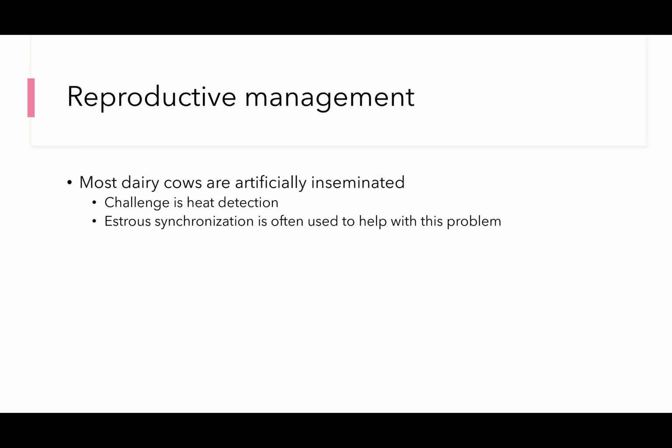Most dairy cows are artificially inseminated because there are challenges with being able to detect heat within these animals, and estrous synchronization can help with this problem. It also gives producers more control over the calving interval, as well as being able to manage when the cows are able to basically produce another calf to continue milk production.